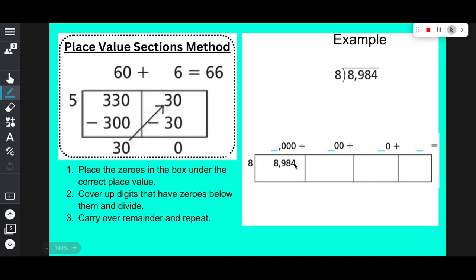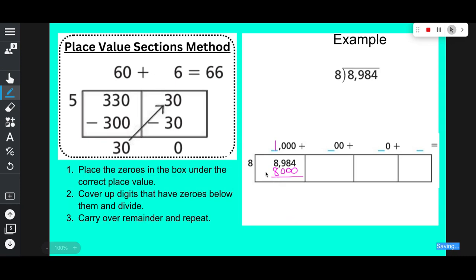In this one, we already have some boxes made for us. And again, we're using that area model that we used in multiplication. Something times 8 goes into 8,984. Because I have 3 zeros, I know that I'm going to already have 3 zeros in my number, so I can put those under that. If I forget about that 984, I'm left with this 8. How many times does 8 go into 8? 1 time. Now I multiply. 1,000 times 8 is 8,000.